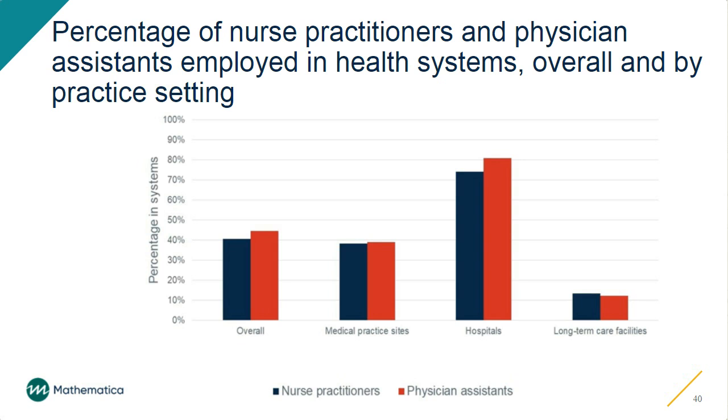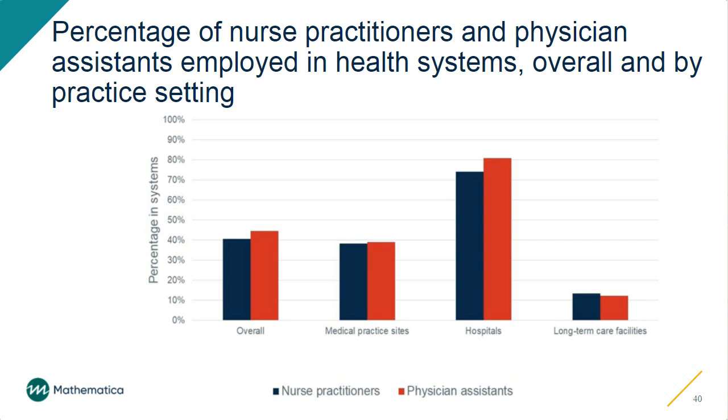I'll note here that this is generally consistent with the higher percentage of hospitals in systems that Dave mentioned earlier. So about 72% of hospitals were in systems in 2018. And if we look among hospital beds, that number is even higher, about 91% of hospital beds. We also see here that relatively few NPs and PAs were employed by long-term care facilities. And among those, relatively few were in systems, so about 13%.